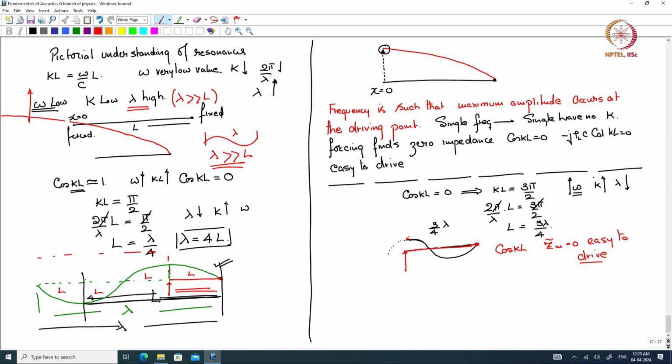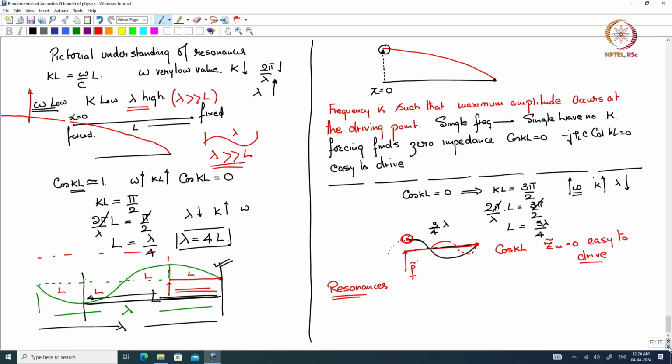Because the maximum is aligned with the forcing location, okay. And so on. And the next will be even more complicated, okay. You will have a full wavelength and then quarter, etc., etc. So, that is how the resonances happen physically, okay. The maximum point of the wave aligns with the forcing location, okay.